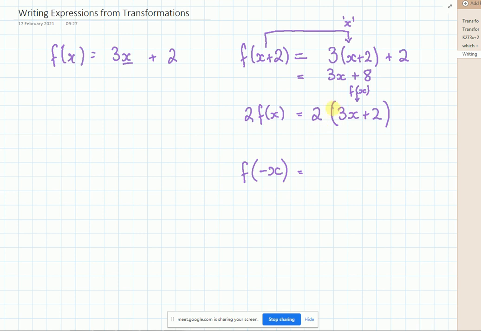The 2 expands into the function, so we now get 6x plus 4. So we can replace the values by multiplying into the function. Let's take another one. If I've got f of minus x, we're going to replace the x in the expression with minus x plus 2. So we multiply through, and we get minus 3x plus 2.